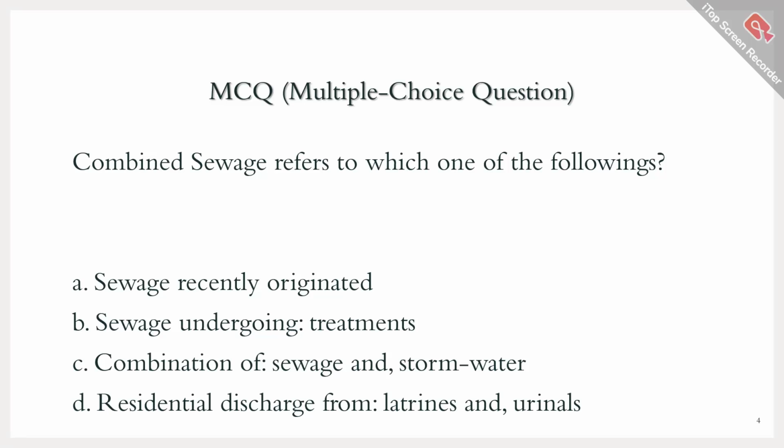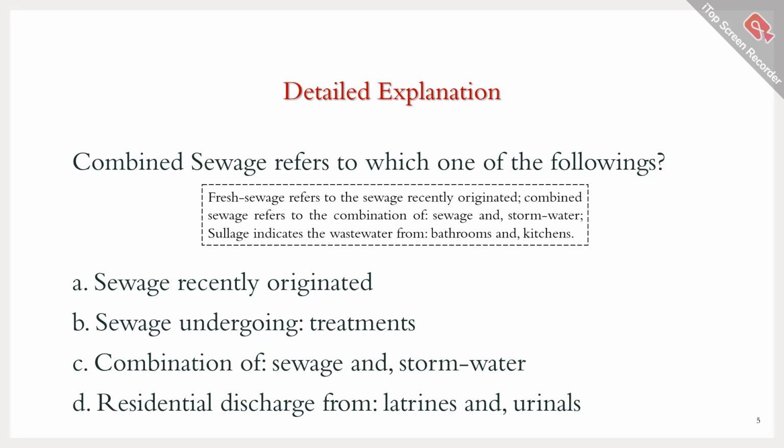Okay, so we'll proceed with the answer. First is the explanation. Fresh sewage refers to the sewage that is recently originated. Combined sewage refers to the combination of sewage and storm water. And sullage indicates the wastewater from bathrooms and kitchens. I hope I have discussed what storm water is and the difference between rainwater and storm water, so hopefully it is clear. So the answer is option C, combination of sewage and storm water, is the correct option.